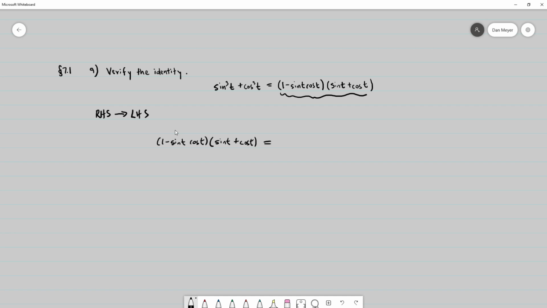1 minus sine t cosine t times sine t plus cosine t. If I FOIL this out, that will be sine t. That's my first. My outside would be plus cosine t. My inside is minus sine squared t cosine t. And my last will be minus sine t cosine squared t.